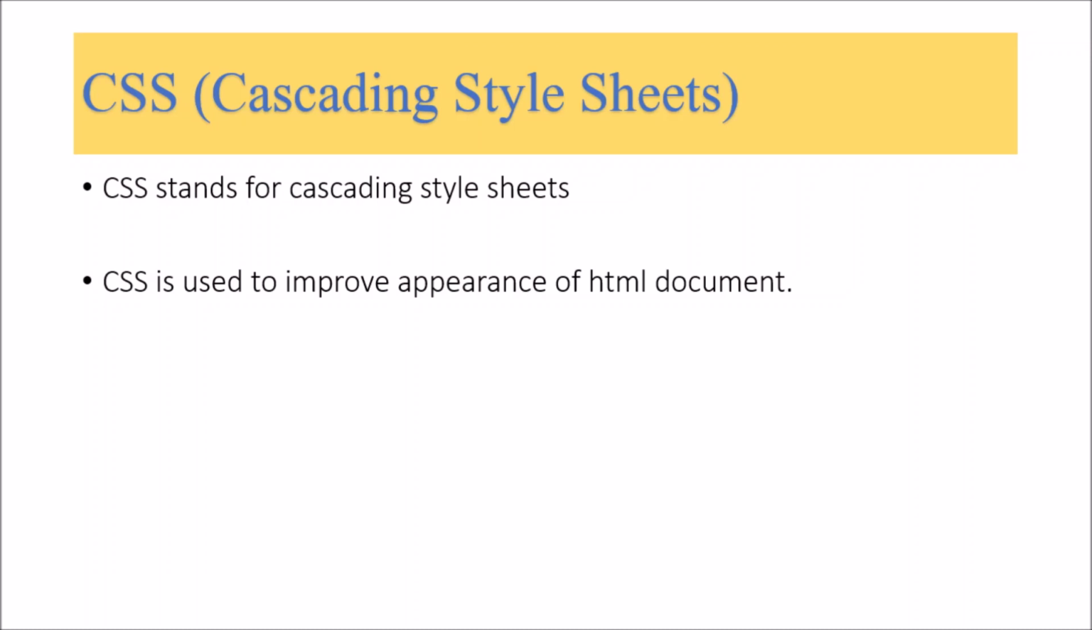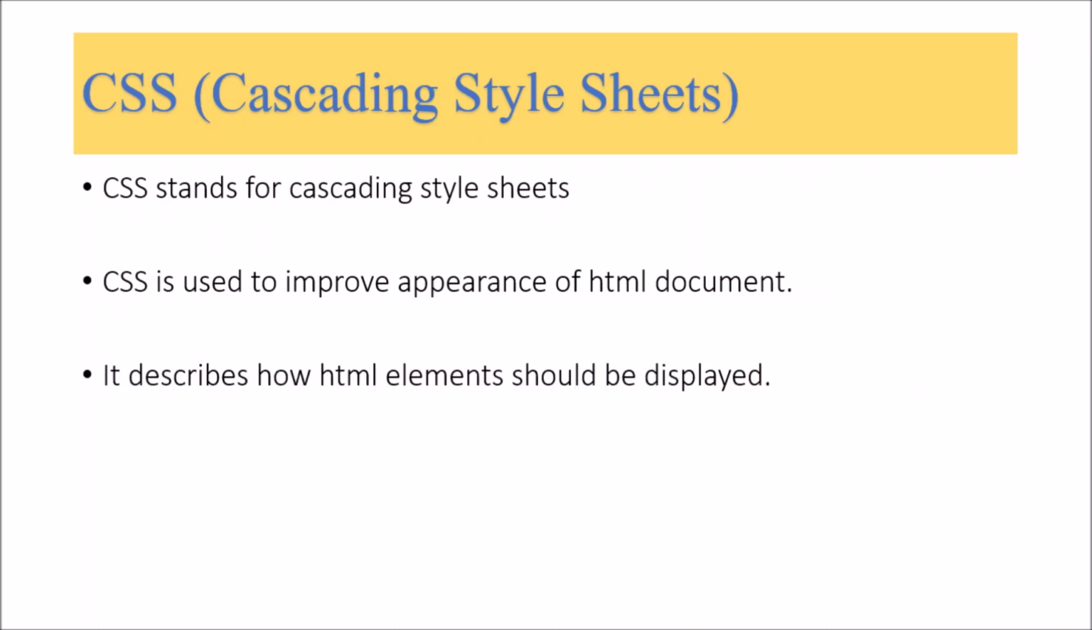As we know, HTML defines the structure of the website, while CSS is used to improve the appearance of the HTML document. Using CSS you can give the font, you can give the font size, you can change the color, you can change the background color, you can give the border and many things. That is possible with the help of CSS.